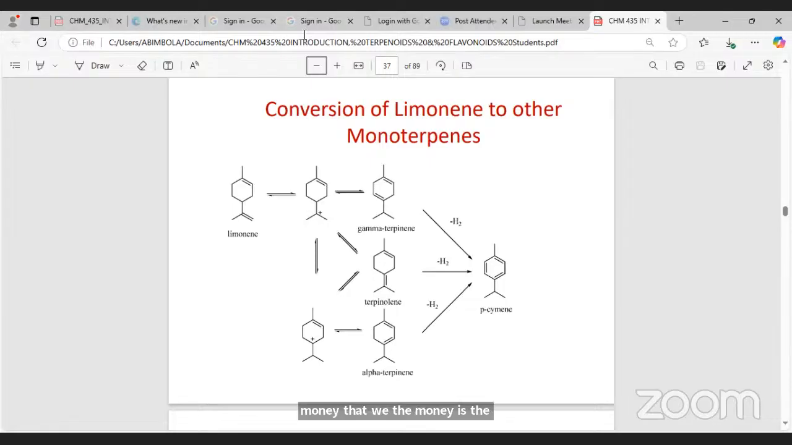Then we can have 2 intermediates. Can't you see the transition state? The one up and down. Can't you see the arrow? The arrow is telling you what is happening. So they can go up and down.